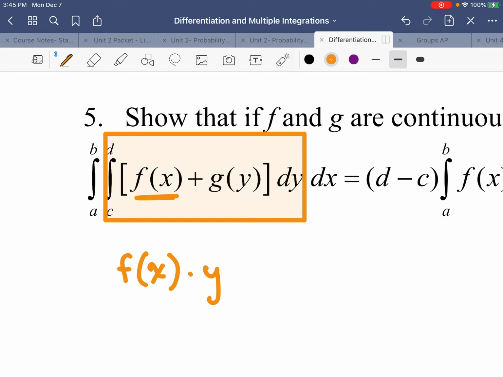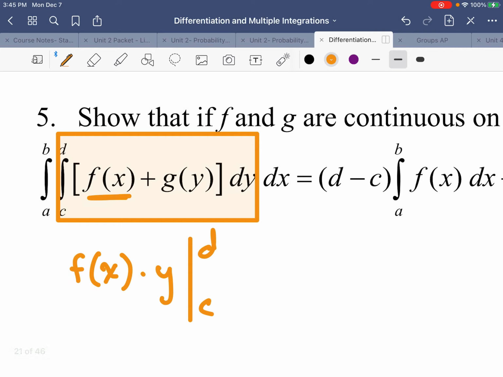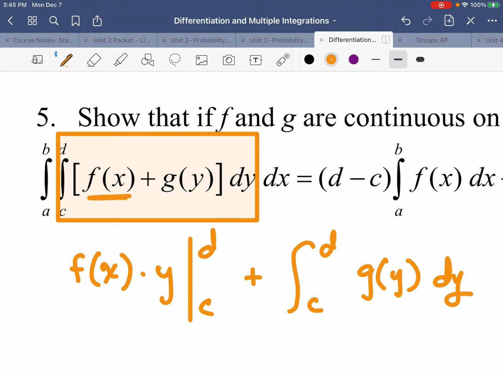Now, that will be evaluated over the interval of c to d. The other part I can't do anything with just yet, so I'm just going to leave that as the integral from c to d of g of y dy. If it was just the antiderivative of lowercase g of y dy without the bounds, then I would call it capital G of y and call it a day, but that's not the case.